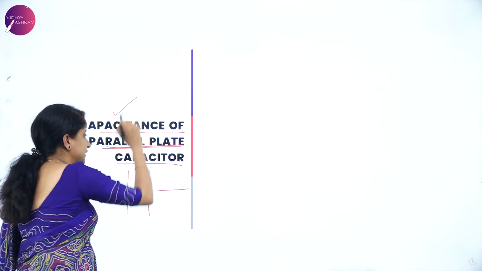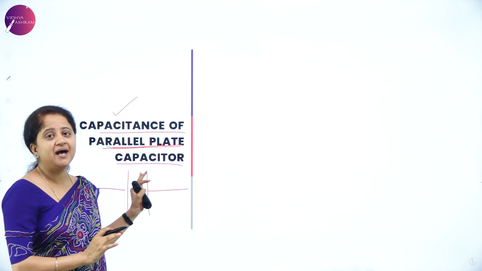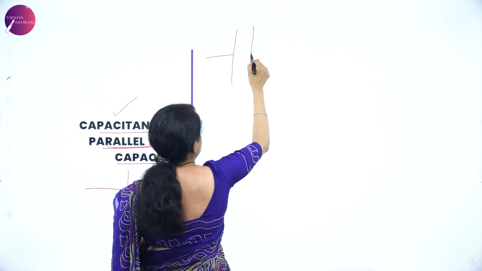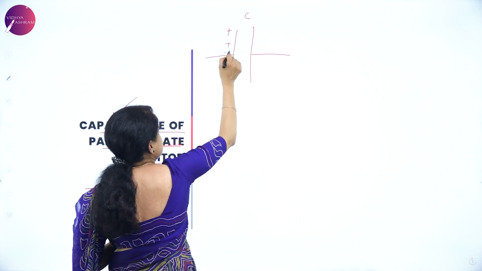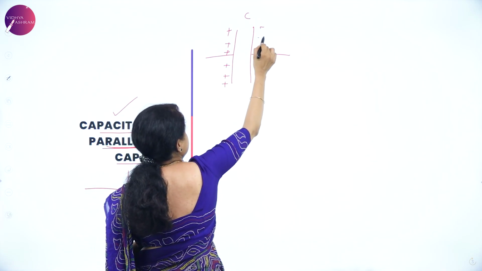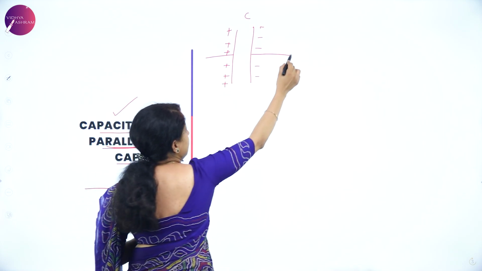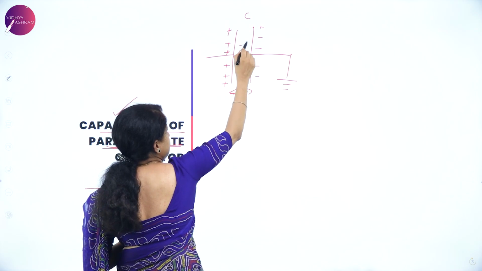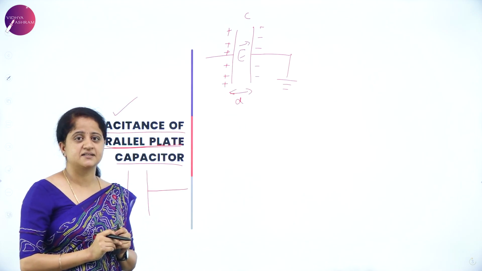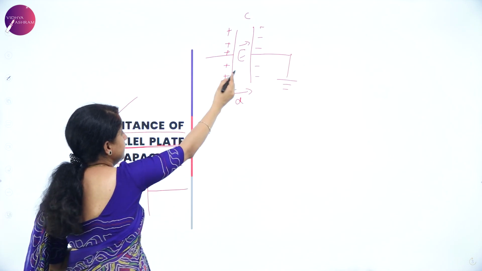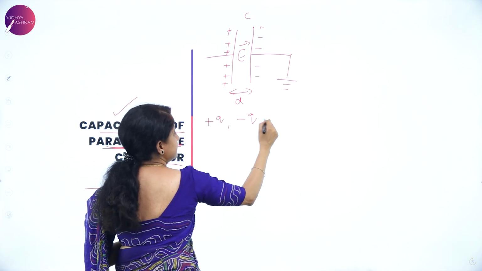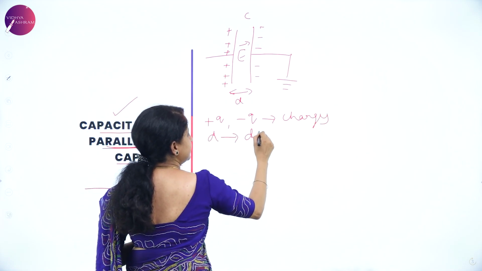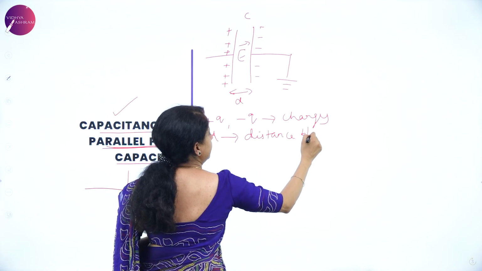Now, we have to find the capacitance of a parallel plate capacitor. Let us take a parallel plate capacitor C. Two plates are used to store the electric charges. I will take them as plus and minus charges, and they are separated by a distance D. Let us say E is the electric field between these two plates. I hope the diagram is clear. Here plus Q and minus Q are the charges and D is a small distance of separation, that is, the distance between the plates.